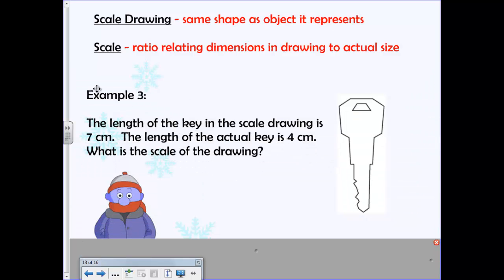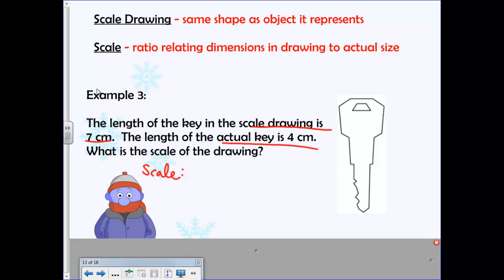So check this out. The length of a key in a scale drawing is 7 centimeters. The length of the actual key is 4 centimeters. We want to know, well, what's the scale? I'm giving you these two numbers, and on your paper, highlight them. In our scale drawing, the key is 7 centimeters. In real life, the actual key is 4 centimeters. So we underline the information we have, and before we write our scale, you need to know this about a scale. Make sure you get this down.